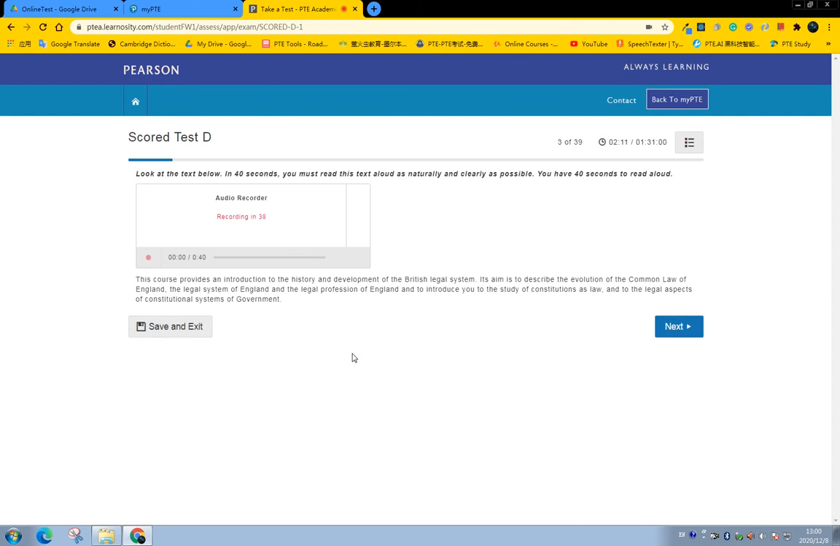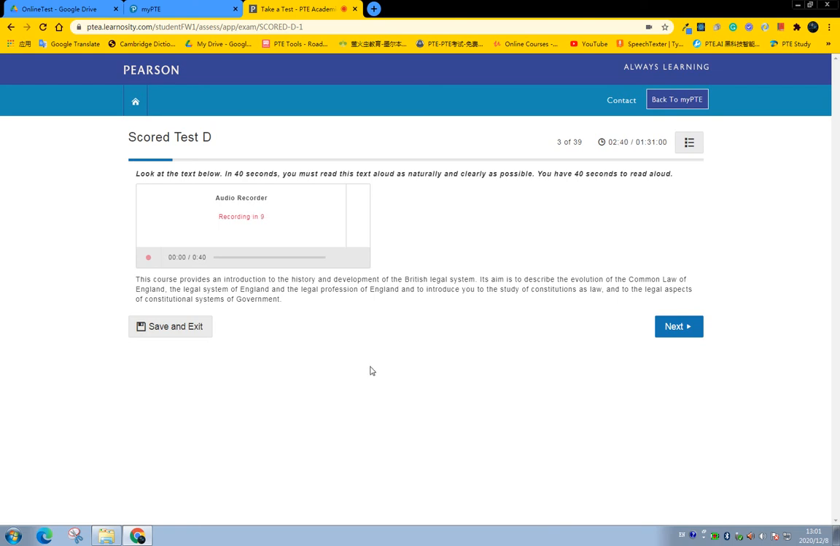This course provides an introduction to the history and development of the British legal system. It aims to describe the evolution of the common law of England, the legal system of England, and the legal profession of England, and to introduce you to the study of constitutions as law, and to legal aspects of constitutional systems of government.